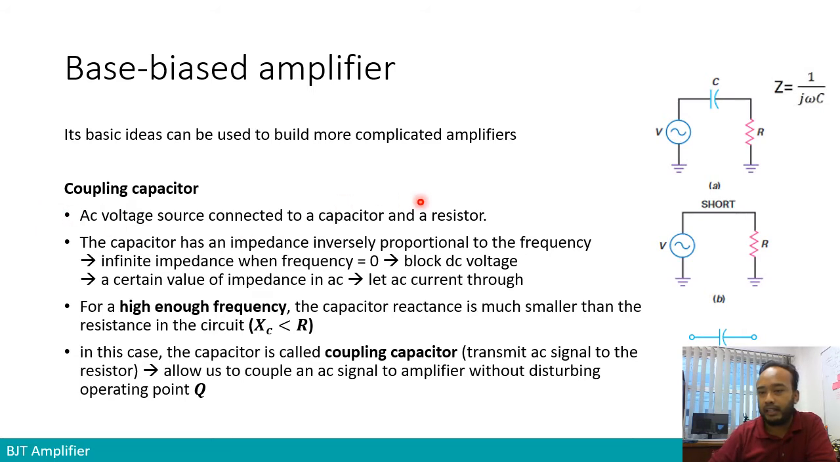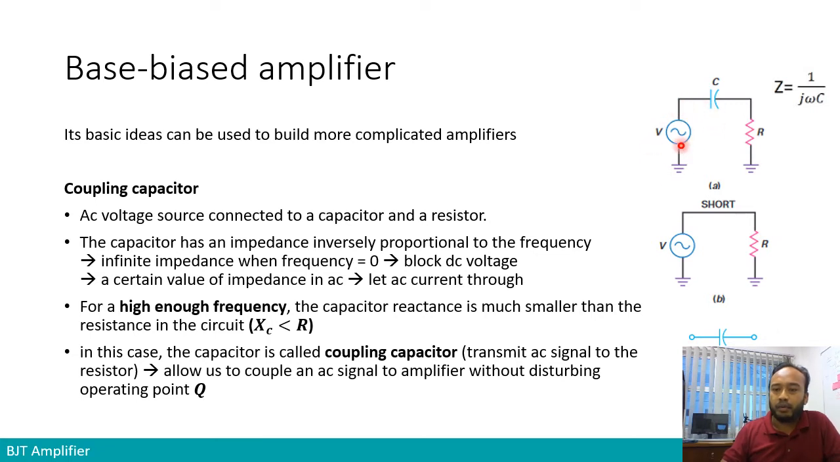So what is a coupling capacitor? A coupling capacitor is a capacitor that couples between the DC part of the circuit and the AC input part of the circuit. The AC voltage source is connected to a capacitor and a resistor, as in this example. To understand the operating principle of a coupling capacitor, we are going to consider this simple circuit over here.